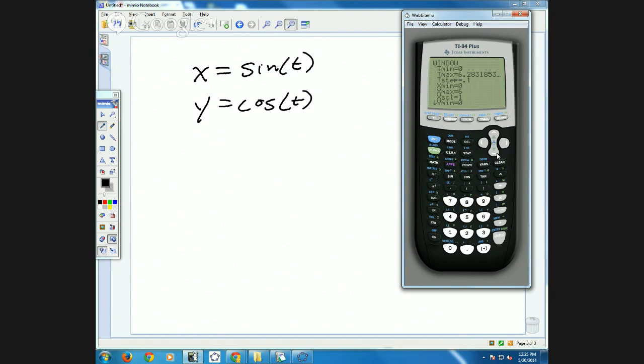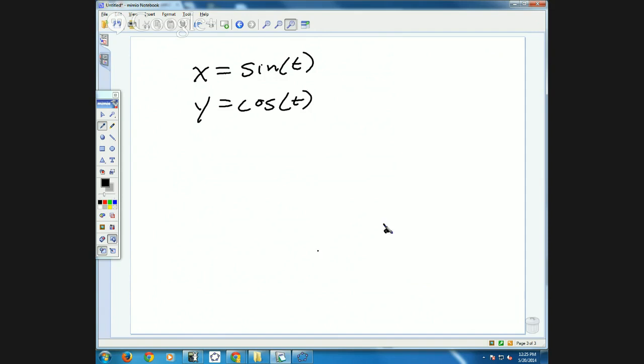7.5, 0.6. I have no idea what that means, but it doesn't really matter. If you pick your t step to be too big, what happens is something like this. Oh, well, that's not what I want.